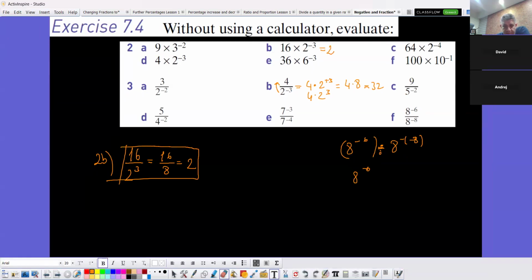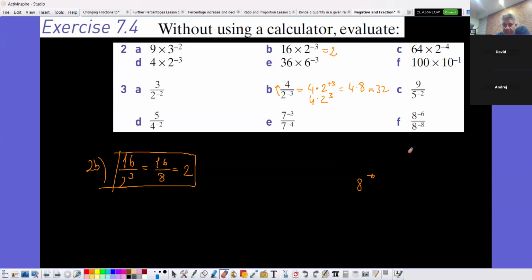Made a mistake. I should correct this one. It should be like this, 8 to the power of -6 -8, it has to be, which is equal to 8 to the power of -6 plus 8, which is equal to 8 to the power of +2. That's equal to 8 to the power of 2, which is equal to 64. Again, I'm repeating, you may skip some of the steps, but your operation should be clear about that one.